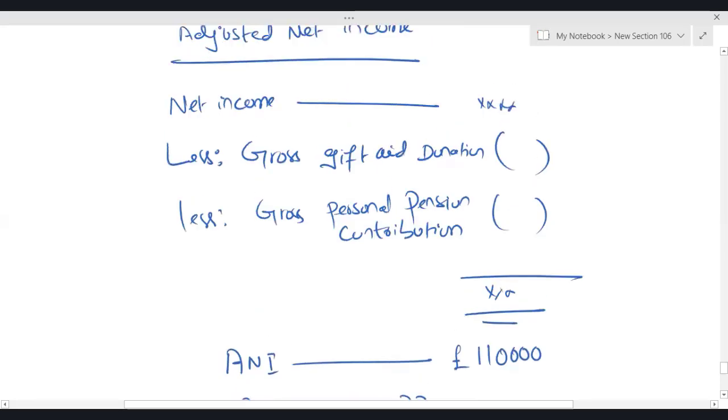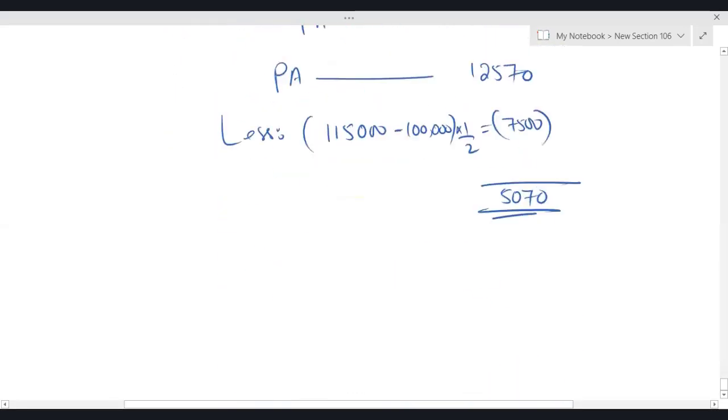Tax implications for the gross gift aid and gross personal pension are exactly the same. Both of them, gross gift aid donation and gross personal pension contribution, work in exactly the same way. But most of the time you will see gross PPC in your exam, even in your kit. But you should not be surprised if gift aid also comes, because both work exactly the same way. Now let's see.